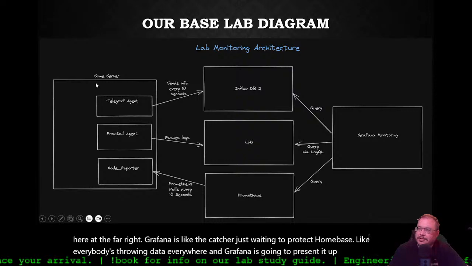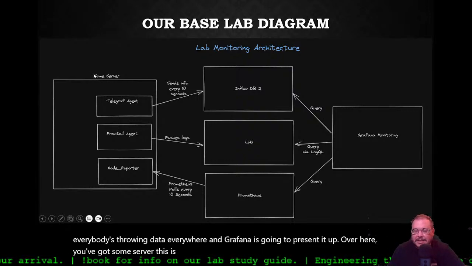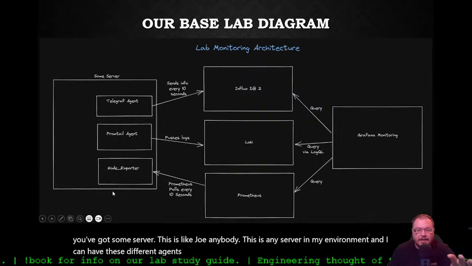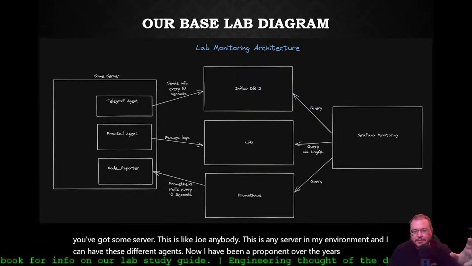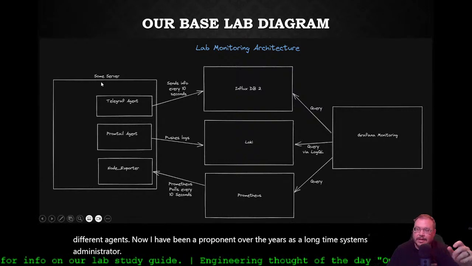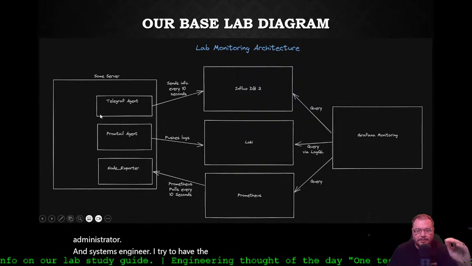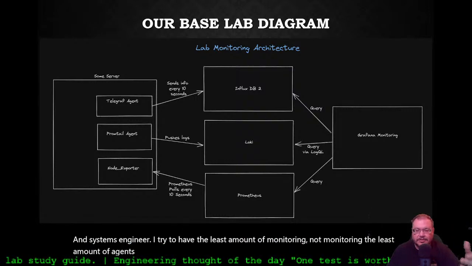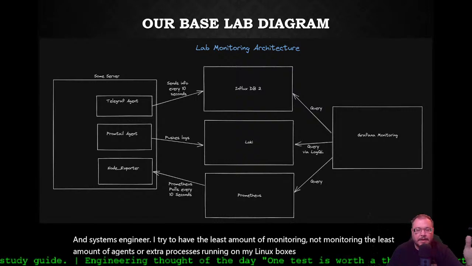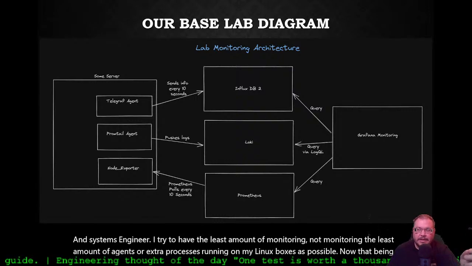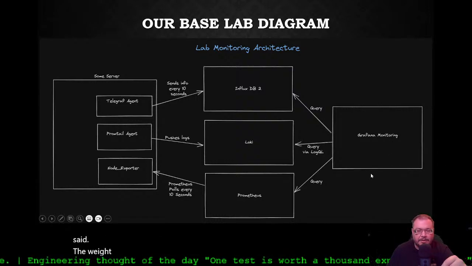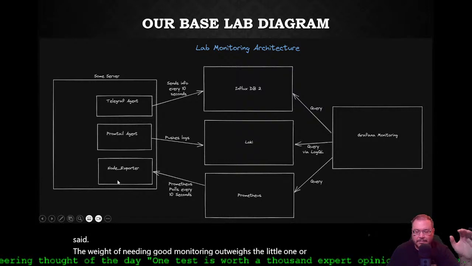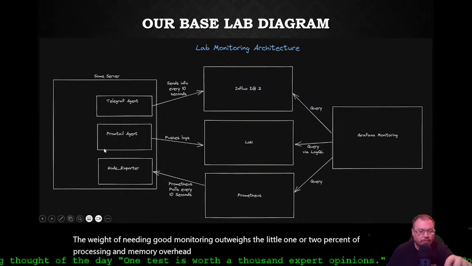Over here, you've got some server. This is like Joe Anybody. This is any server in my environment. And I can have these different agents. Now, I have been a proponent over the years, as a longtime systems administrator and systems engineer, of having the least amount of agents or extra processes running on my Linux boxes as possible. That being said, the weight of needing good monitoring outweighs the little 1 or 2% of processing and memory overhead that something like a node exporter or a Promtail would take.